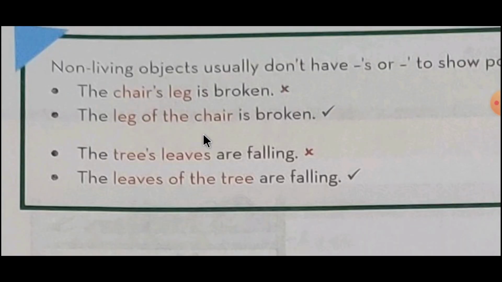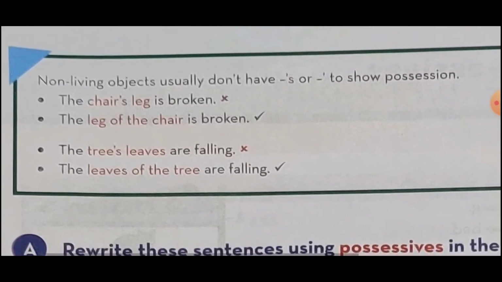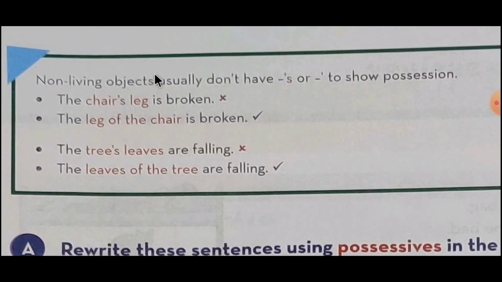Then a few things that we have to keep in our mind and remember for long. Non-living objects usually don't have apostrophe s or apostrophe to show possession. किसी भी नॉन लिविंग थिंग की पोजेशन दिखाने के लिए उसके नाउन के पीछे हम एपोस्ट्रोफी एस या फिर सिर्फ एपोस्ट्रोफी लगाते नहीं हैं. Examples are here. The chair's leg is broken, it is wrong according to the grammar. The leg of the chair is broken, because chair is a non-living thing.